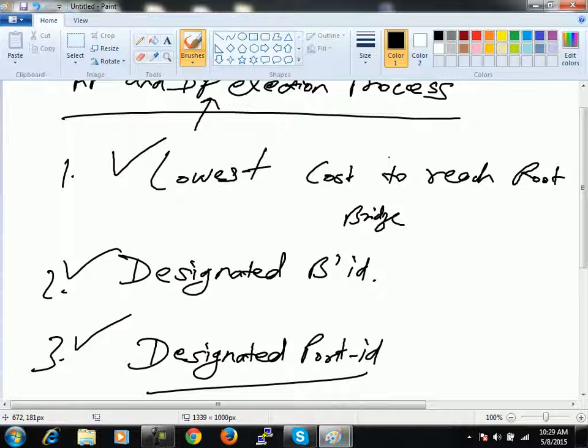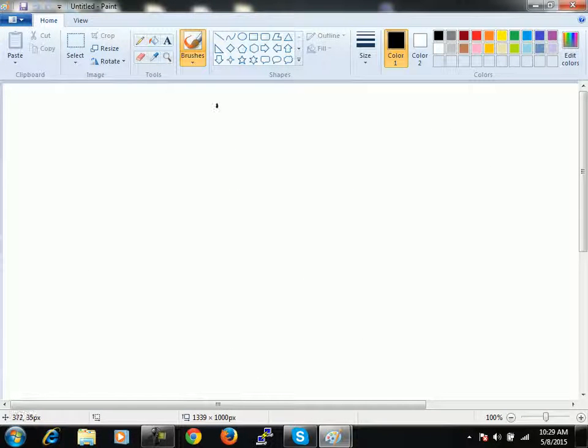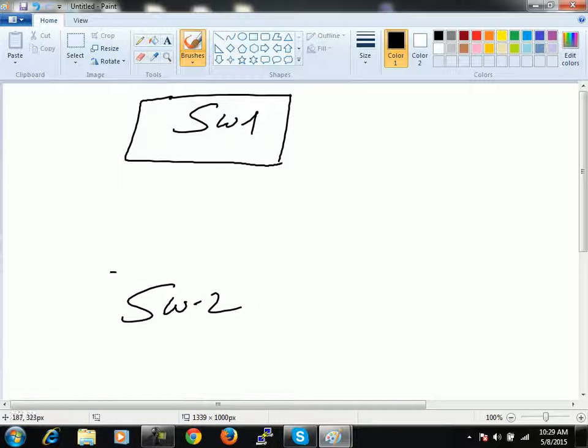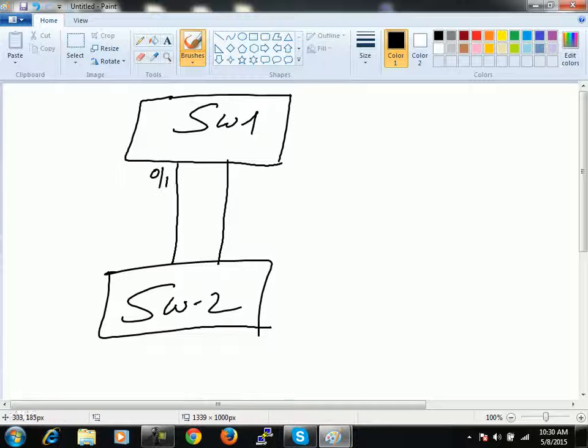So let's take an example of DP and RP election. Suppose you have switch 1 and switch 2. This is 0/1, this is 0/2, and this is 0/2, and this is 0/1. Switch 1's MAC address is A and switch 2's MAC address is B. So first of all, both of them will announce themselves as a root bridge.